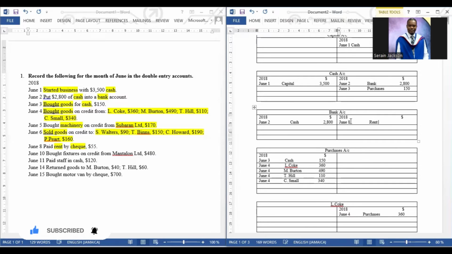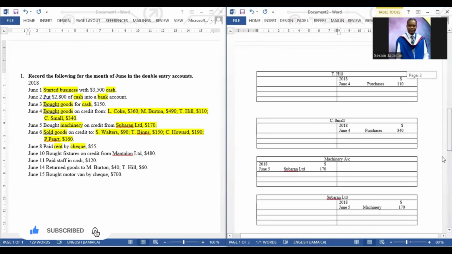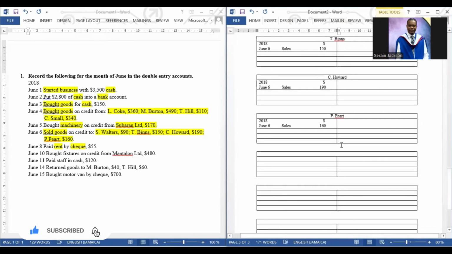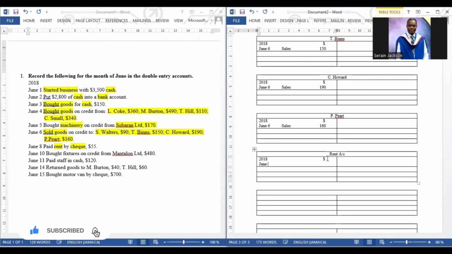So that's rent. Rent is an expense account. And a tip that you must always remember is that expenses accounts always carry a debit balance. So you're going to always debit your expenses. All right? So always remember that. So rent, insurance, drawings, all of those things, they are expenses. You always debit them. All right? So you're going to debit your rent account. And it is June 8. The money is coming from the bank account. So you put bank there. And the amount is 55.